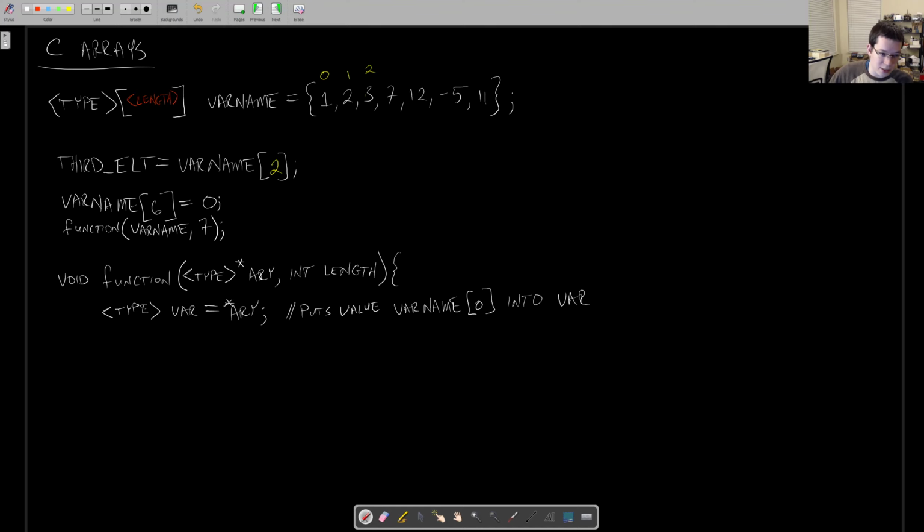So what this does right here, this passes the pointer to the first element of var name into the function.